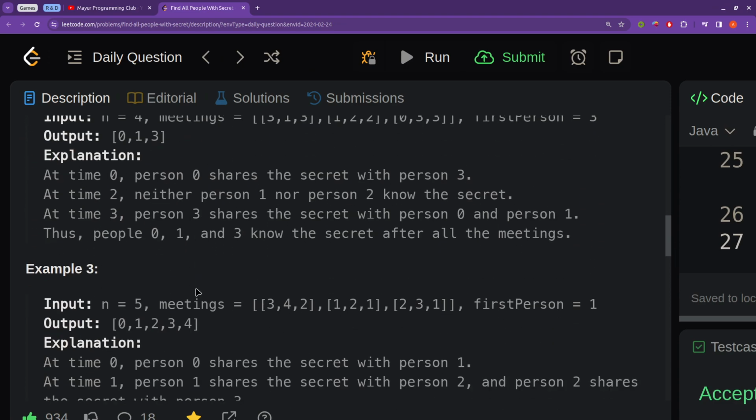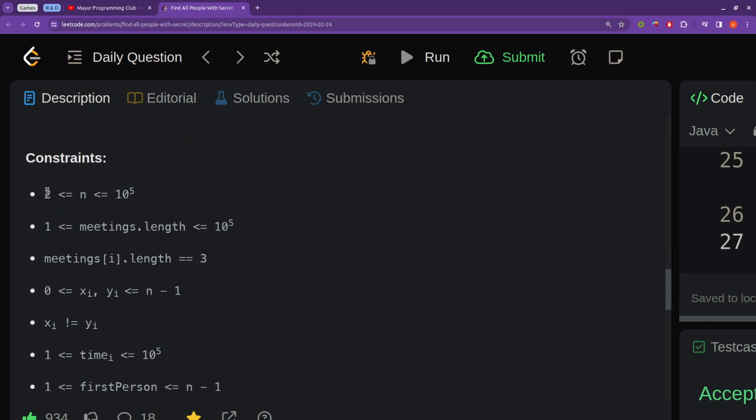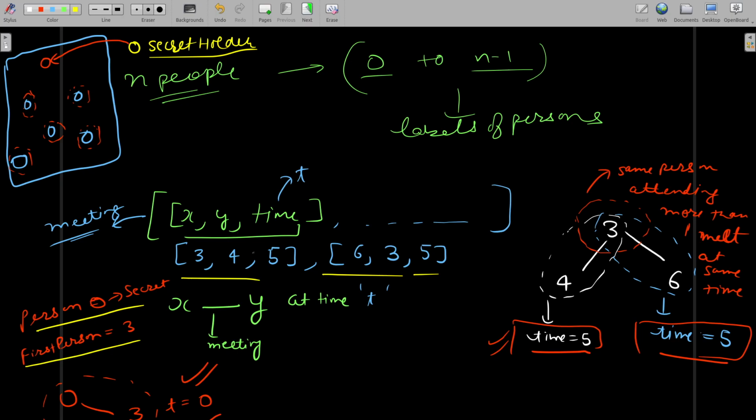and let's see the constraints of the problem. So the number of persons is of order 10 raised to power 5. The number of meetings is of order 10 raised to power 5 also, and each entry in the meetings array will be of length 3. So it will be having 3 things.